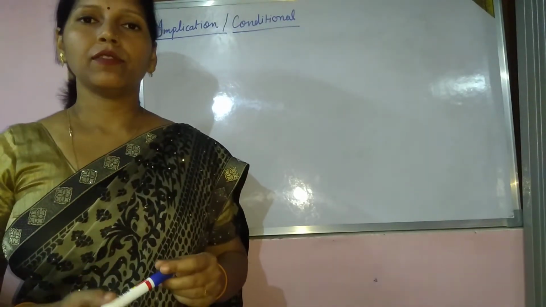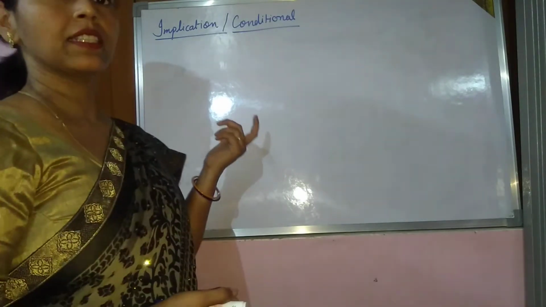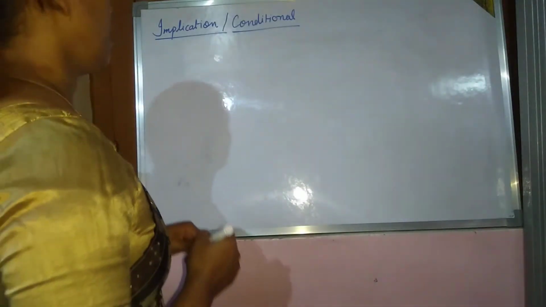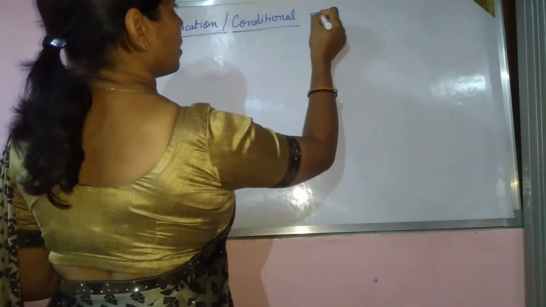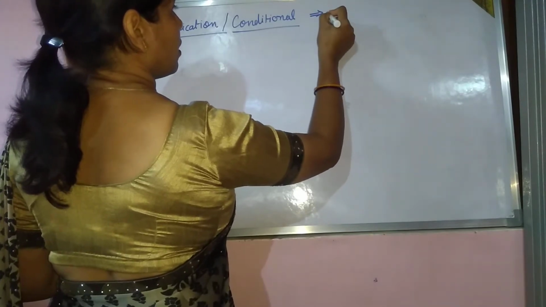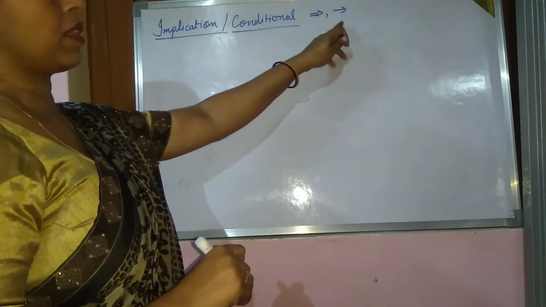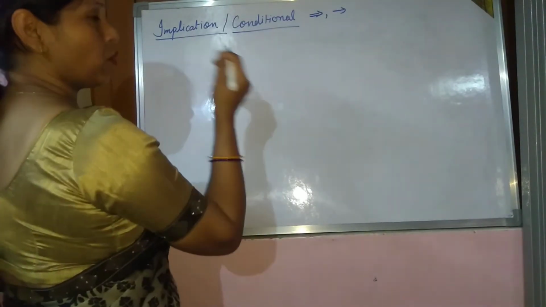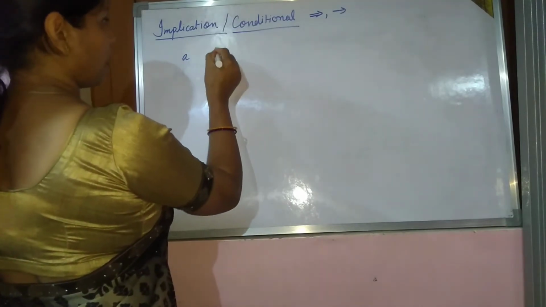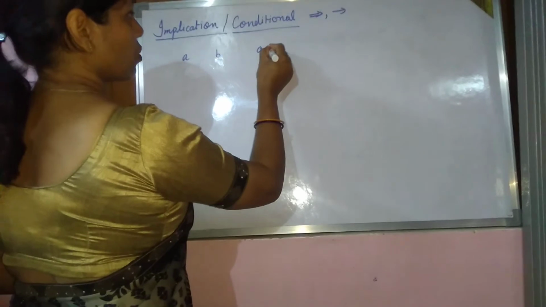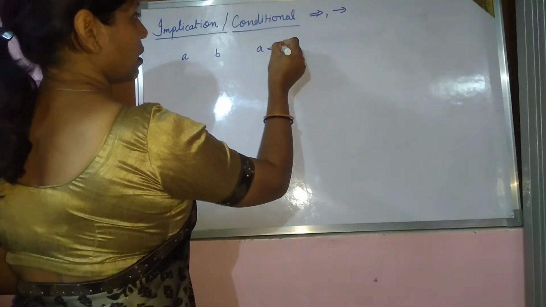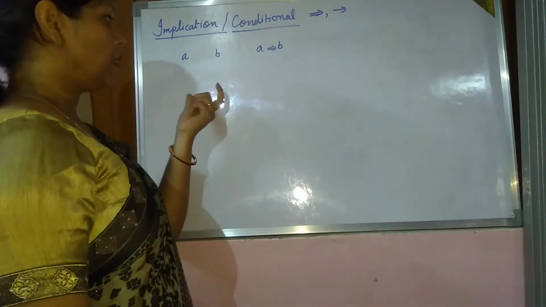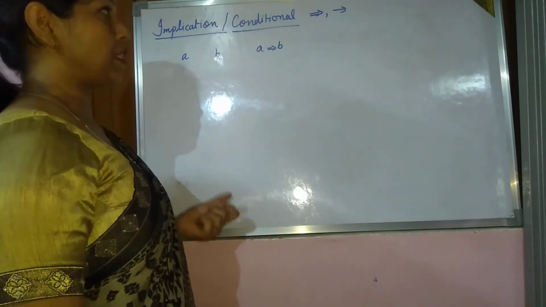Good morning class. In this video I am going to explain the next connective, that is implication. We can say implication or conditional. We denote it by this symbol or this symbol. In implication, suppose we have two propositions A and B. So how can we find the result of A implies B?